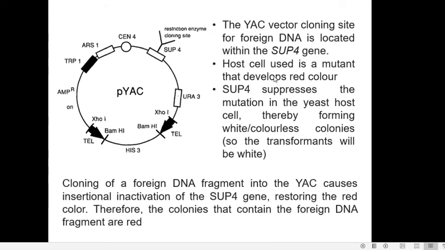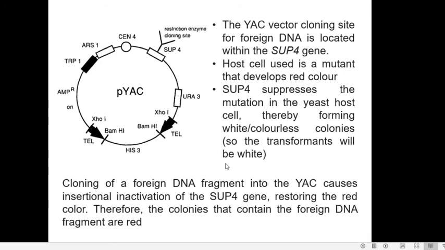So from this experiment we can understand that if a host cell has taken up this vector alone, it will appear white in color. If a host cell has taken up this vector along with foreign DNA, it will be red in color. This is called red-white selection.